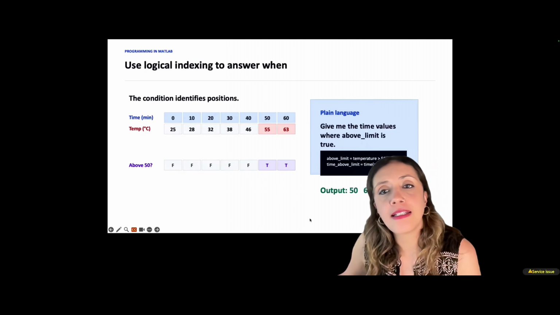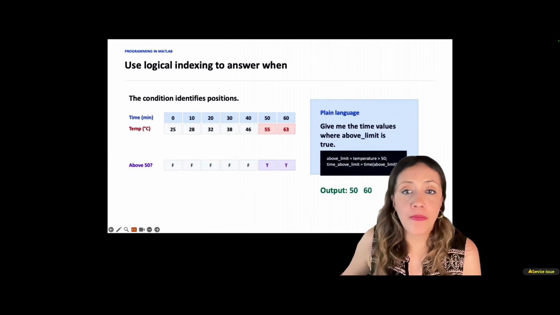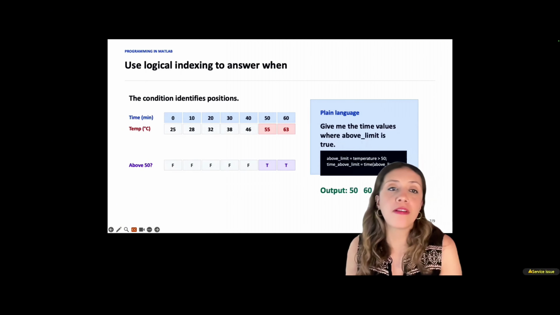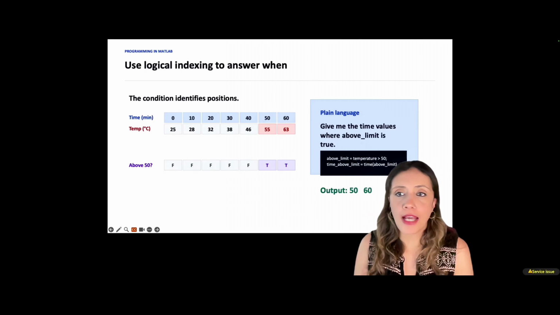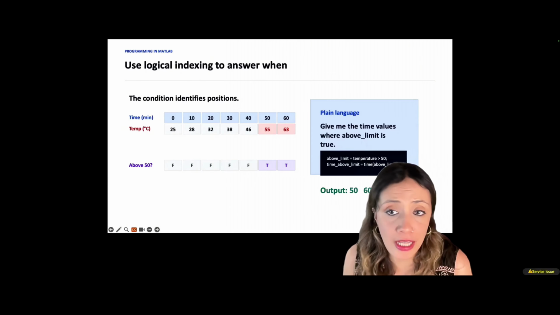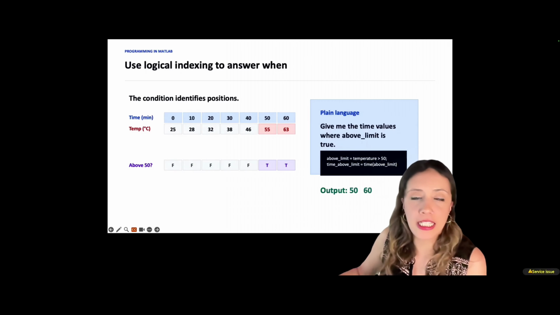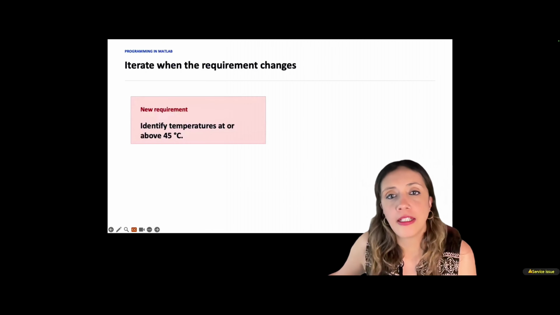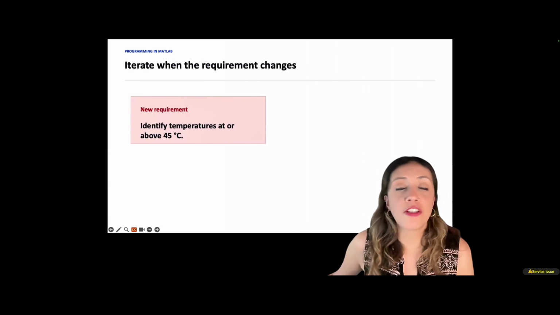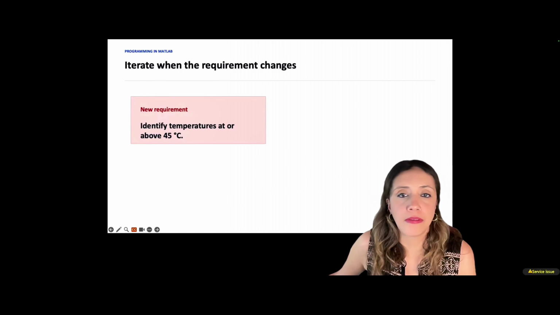How would you communicate this result to your engineering team? Remember, the important point is not just the numbers, right? In context, this means that the battery temperature exceeded our 50 degrees Celsius criterion at the measurements taken at 50 and 60 minutes. Now imagine the engineering team changes their requirement. This happens all the time. The data may stay the same, but the questions change.